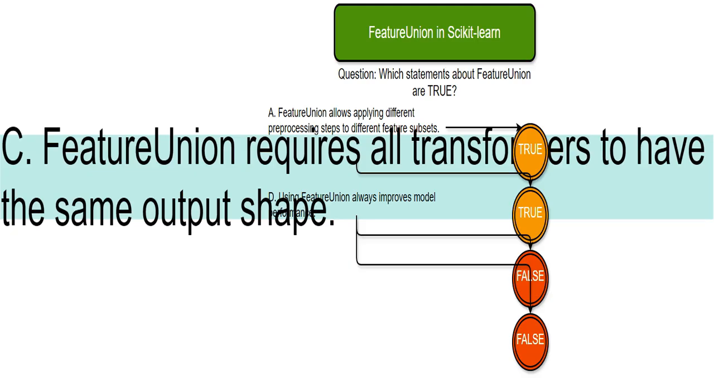This statement is false. Remember, FeatureUnion is all about combining different pre-processing steps. Each step might change the data in a unique way, leading to different output sizes. It doesn't force them to be the same. Instead, it cleverly joins these differently sized outputs together.